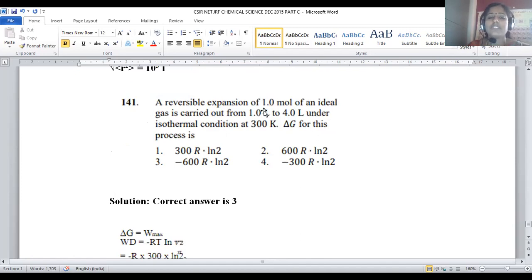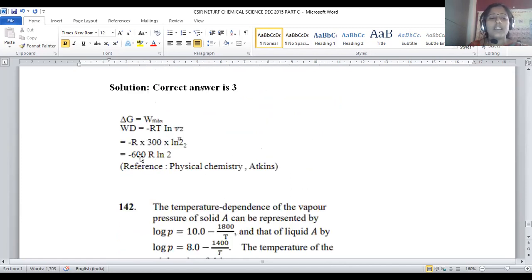The reversible expansion of 1 mole of ideal gas is carried out from 1 liter to 4 liters under isothermal conditions at 300 Kelvin. Delta G for this process. G denotes what? Free energy, right? So for this question, we have to find the delta G value. It is a question from thermodynamics. Now, the relation is delta G is equal to W max, which is equal to minus RT ln V square, right?